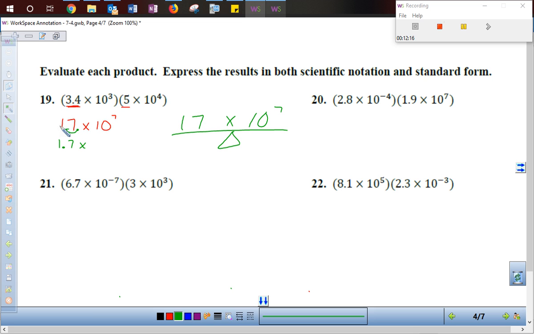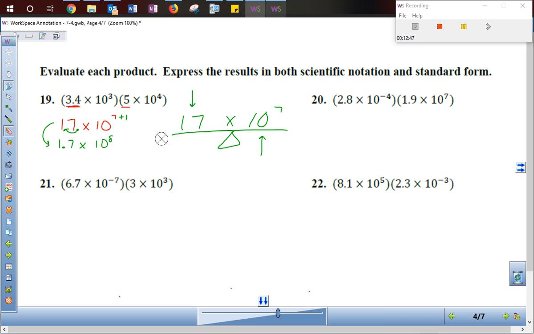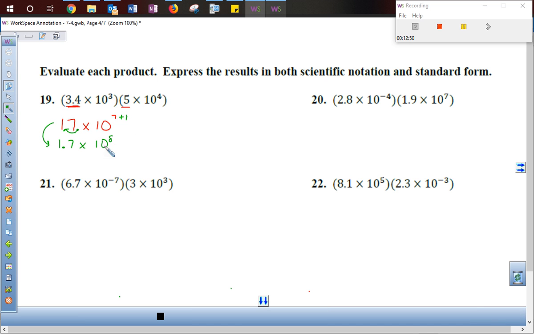Notice 17, when it got changed to 1.7, got smaller. So this number went down by 1 place because I moved the decimal 1 place. Now to keep that balanced, I need to make this exponent bigger by the same amount. So since I went down by 1 place, I need to go up by 1 over here, and that's going to change it to 10 to the 8th. Okay? Now, this final answer is definitely in scientific notation.